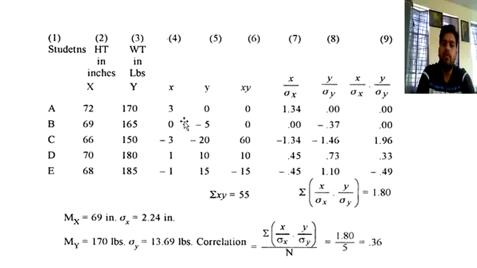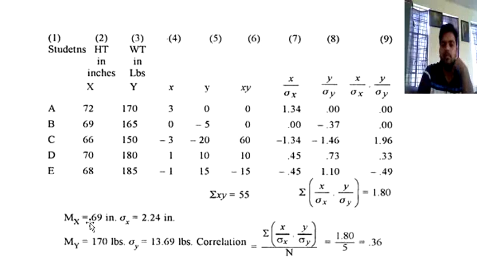Now here you have to find a small x. This is capital X. Now we have to find a small x. What is a small x? This is the deviation from the mean for each value of capital X. What is a small y? This is the deviation from the mean for each value of capital Y. Now what is the mean? So for the mean of x, what you have to do is: the mean of x is 69. How did it come? You have to add all the values, then divide by 5 because n is equal to 5.